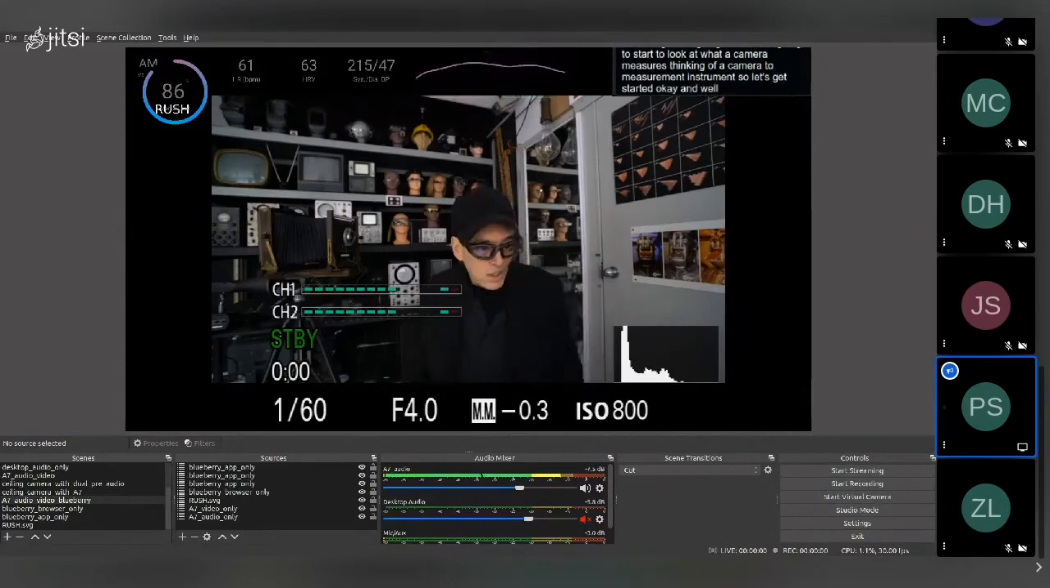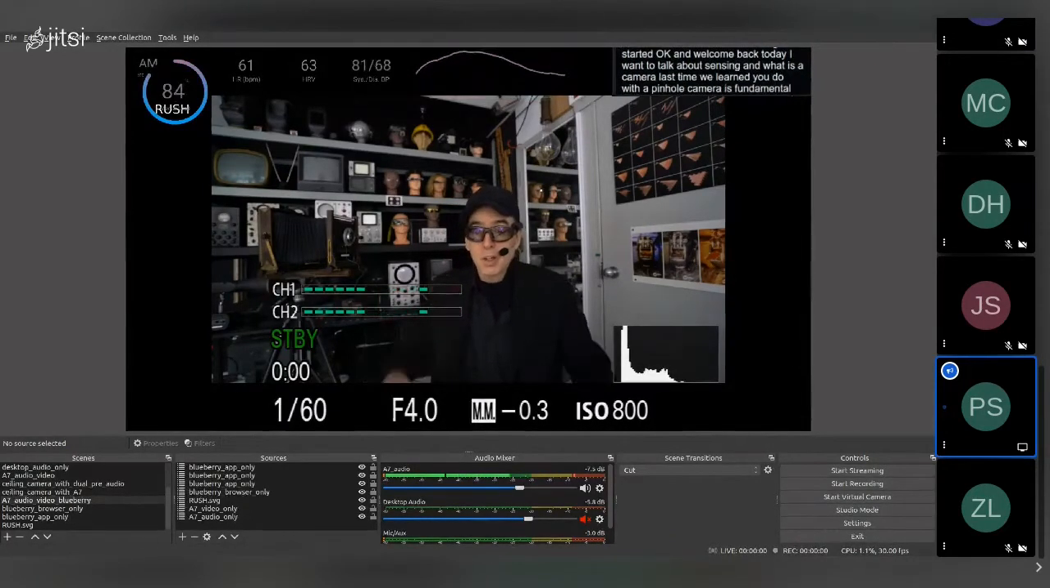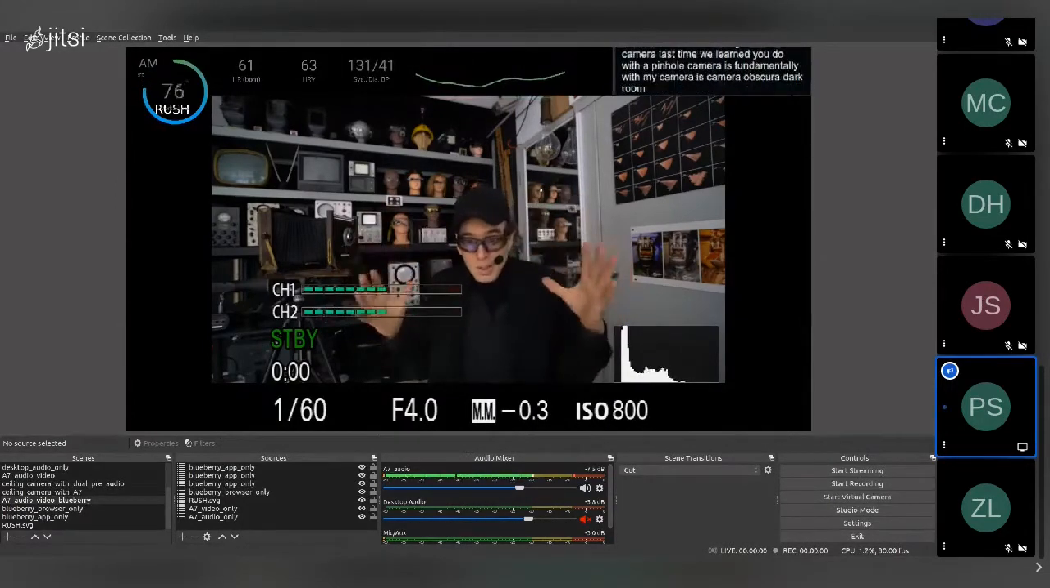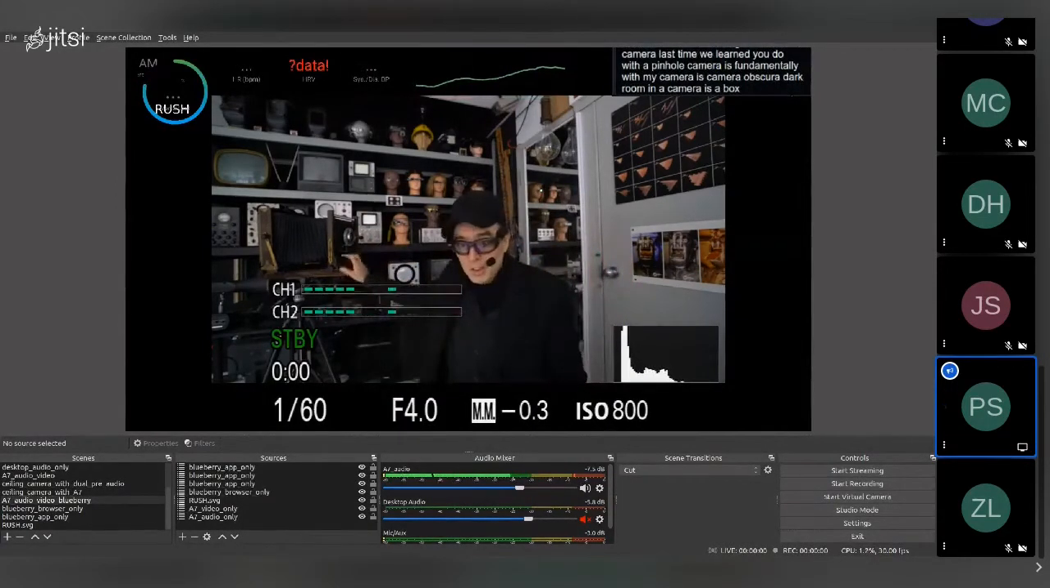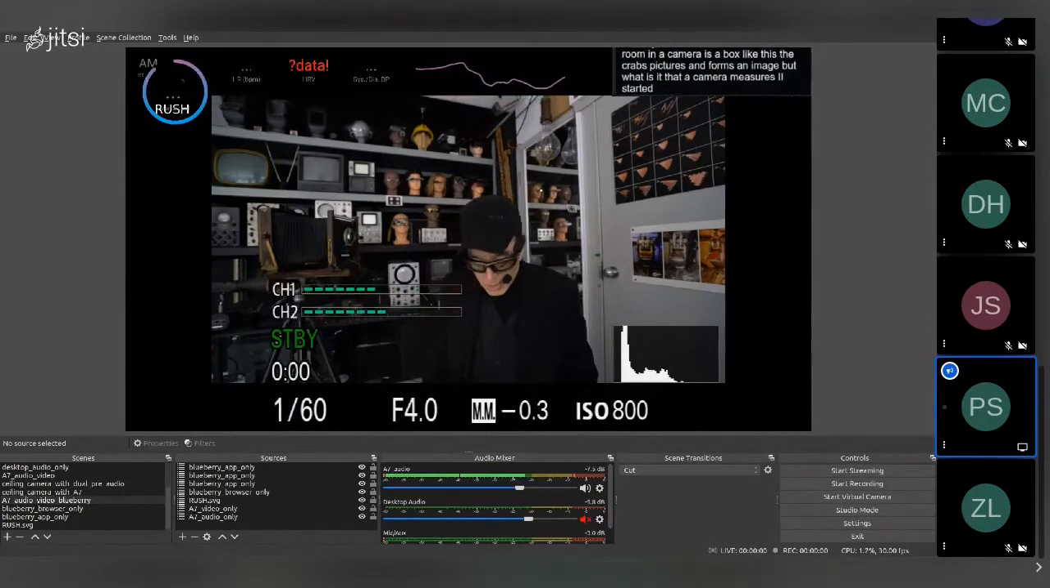Okay, and welcome back. Today, I want to talk about sensing and what is a camera. Last time we learned what a pinhole camera is. Fundamentally, a camera is camera obscura, Latin for dark room. A camera is a box like this that grabs pictures and forms an image. But what is it that a camera measures?